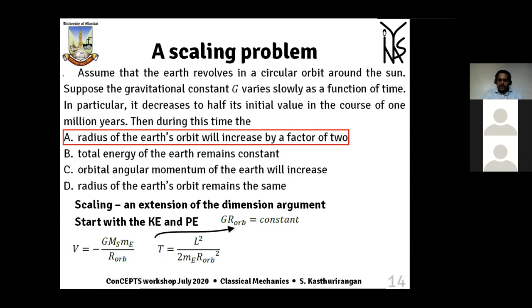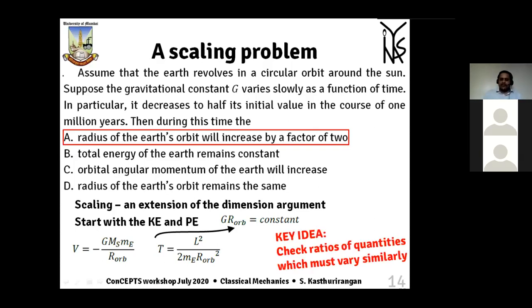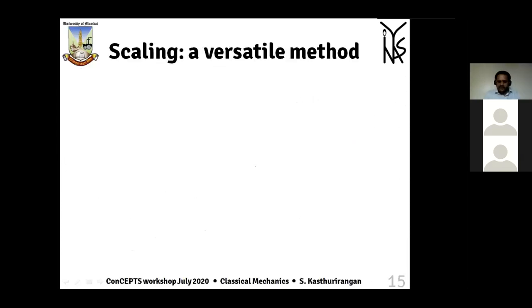Just to elaborate on this particular thing further, okay, the key idea in scaling argument is to check the ratios of quantities which must vary similarly with each other. In this case, kinetic and potential energy had to vary in the same manner, but their dependence on G and R were different. Using that, we managed to extract this information that the radius of the Earth's orbit will change. So let me give a few illustrations of scaling before I stop.